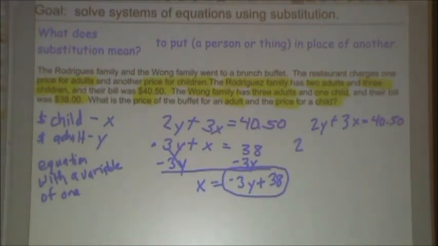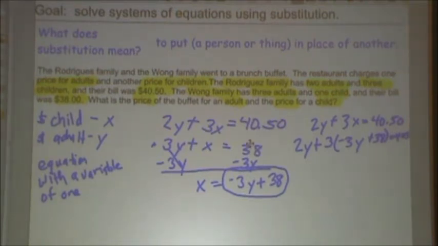So I've got 2Y plus 3. And since it's times both of these, I've got to put it in parentheses. Negative 3Y plus 38 equals 40.5. I'm running out of space there, guys. Sorry.